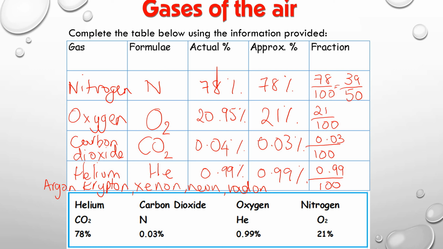So make sure you've filled in your table. And then the next short video that goes alongside this lesson is a practical task, looking at which contains more oxygen, the air that we breathe in, inspired, or inhaled air, or the air that we breathe out, expired or exhaled air. And that's on the next page in your book.